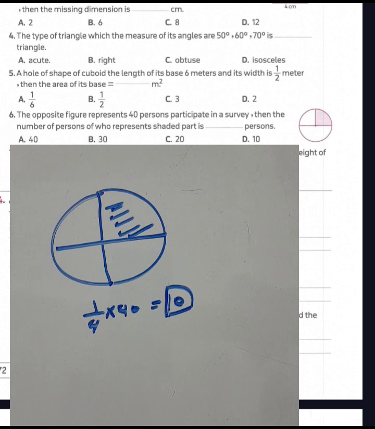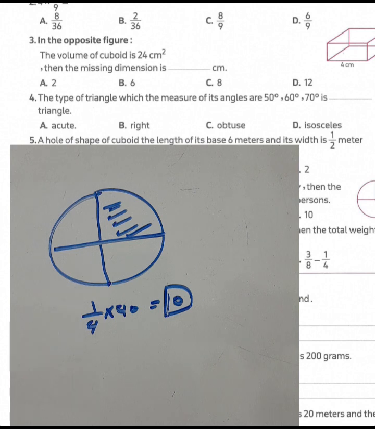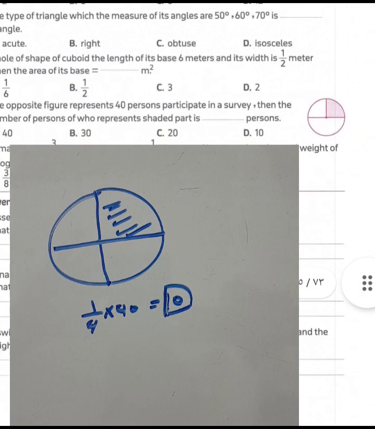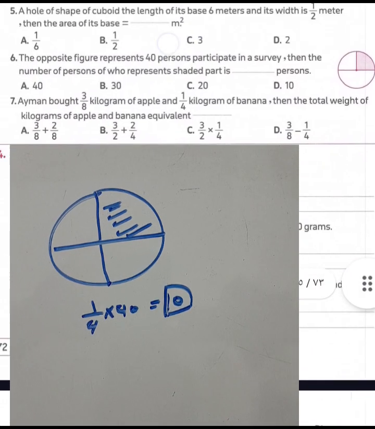He asked about the shaded part here, a fourth of the total number 40. 40 divided by 4 equals 10. Okay, next example, you must choose letter D.